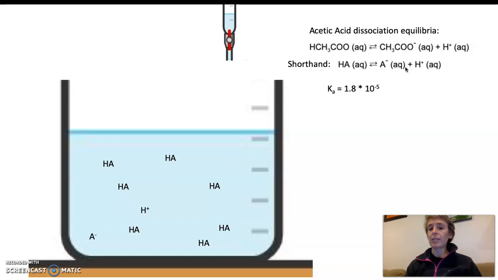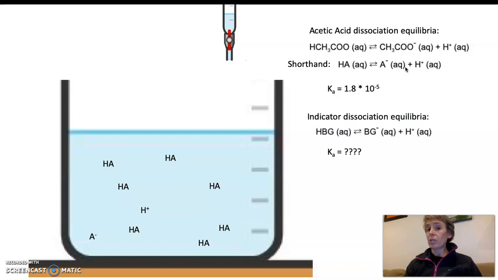That's a small value. That indicates that when I just have acetic acid and water, like I do at the beginning of the titration, it's mostly in that HA form. So I've only shown a couple, or a single, acetate and hydrogen ion.